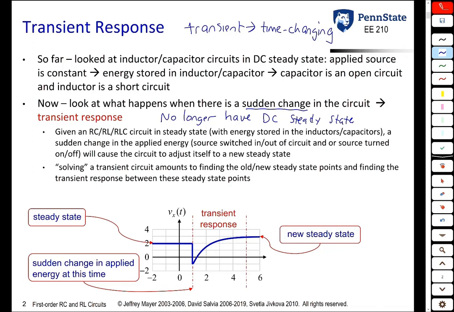So what happens is the energy that you have in whatever capacitors and inductors are in the circuit will adjust themselves to cause the circuit to reattain steady state. And this is what gives us our transient response. So basically, solving these circuits for the transient response amounts to determining what the initial steady state value was, finding out what the new steady state value is going to be, and then figuring out what happens in between in what we call the transient response.